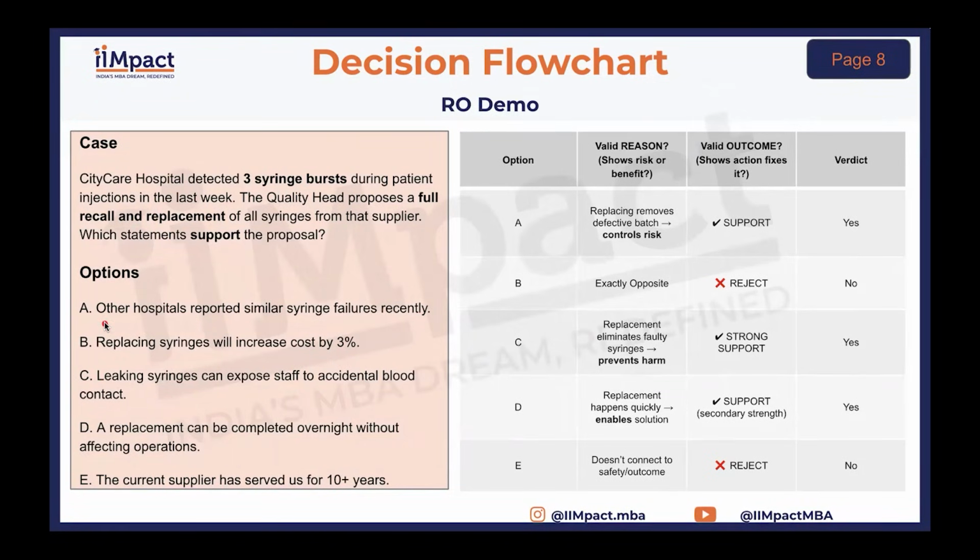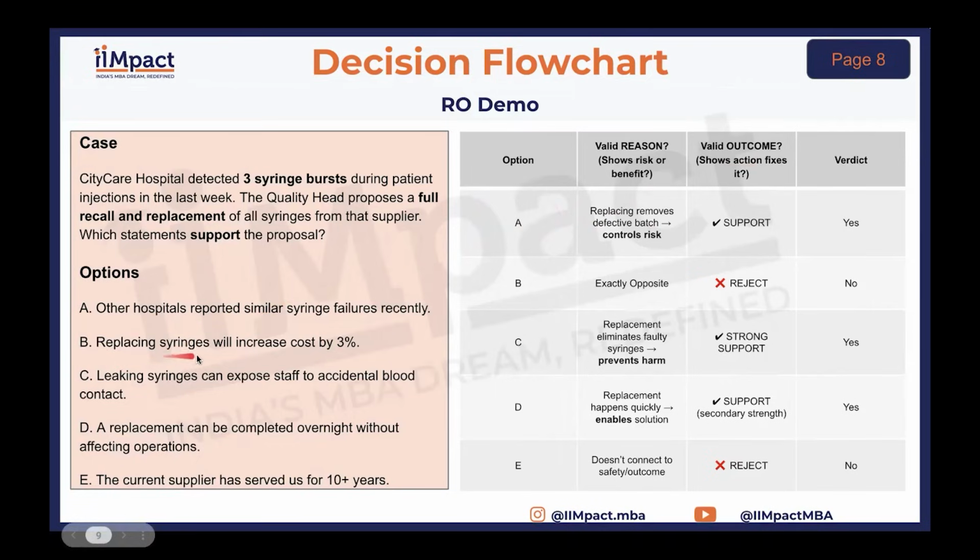So let us look at this. Other hospitals reported similar syringe failures recently. Now, is this a valid reason? Yes, it is. Because if other hospitals are also having similar situations, then it shows a systematic failure. This option acts as a solid reason for this decision. And if you replace, would the action fix this? Yes, it will, because a defective batch will be removed, so your outcome will be shown. So yes, this is a good option to have.